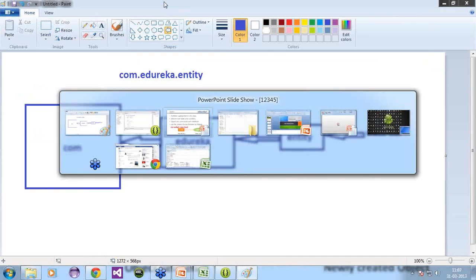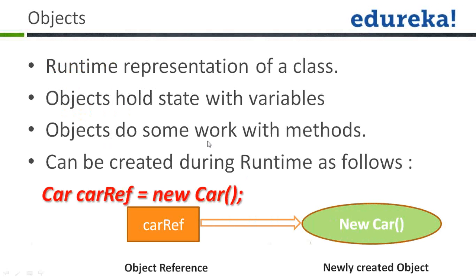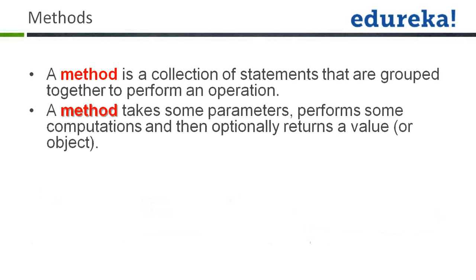Now I move back to the presentation. Now objects do some work with methods as well. That means if you have got methods, you can use those methods using the objects itself. This is the syntax of creating an object. You write the name of the class, you write the name of the object, then equals to new, and then mention the name of the class once again, and you put a semicolon. After that you can use the object to use the contents of the class.